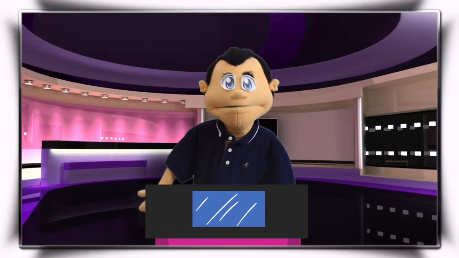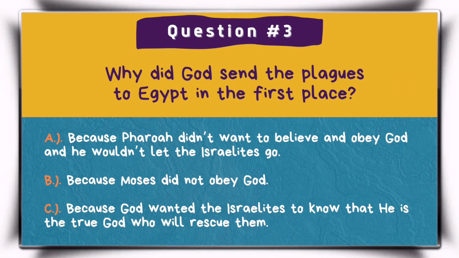Question number 3. Why did God send the plagues to Egypt in the first place? A. Because Pharaoh didn't want to believe and obey God and he wouldn't let the Israelites go. B. Because Moses did not obey God. Or C. Because God wanted the Israelites to know that he is the true God who will rescue them.